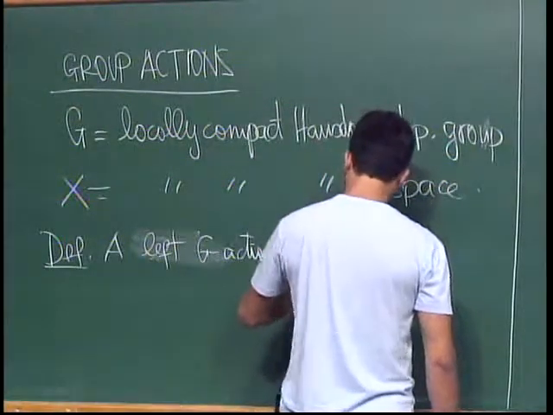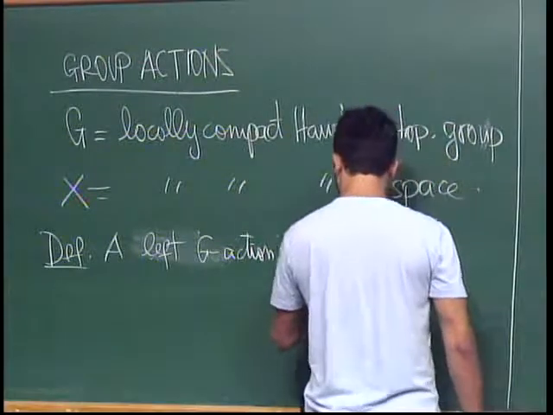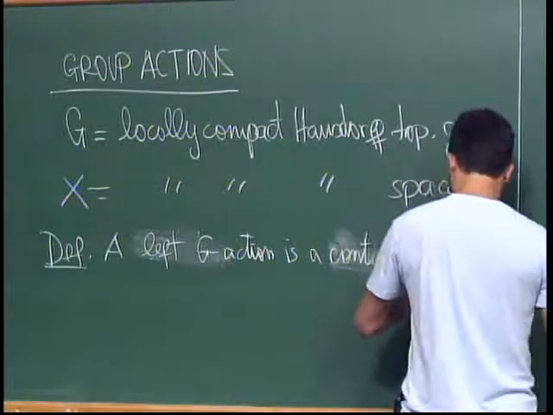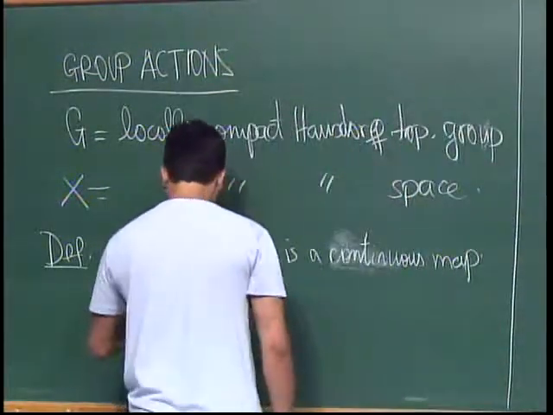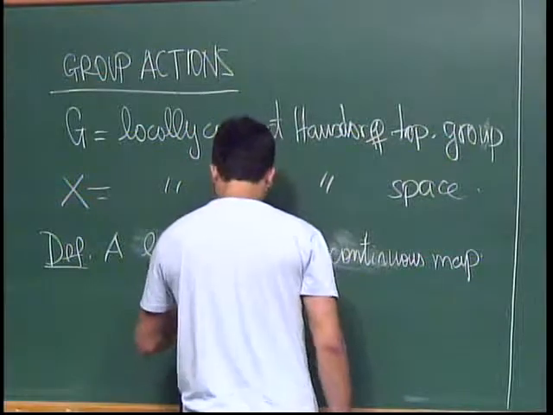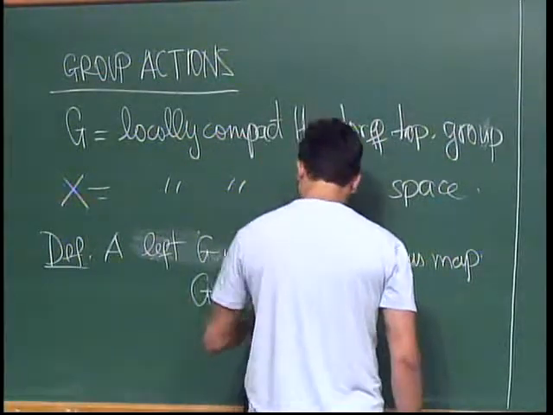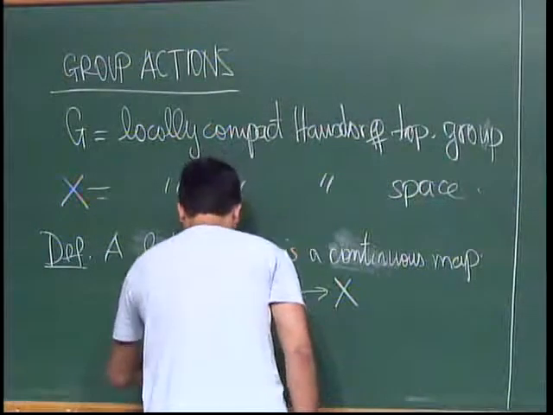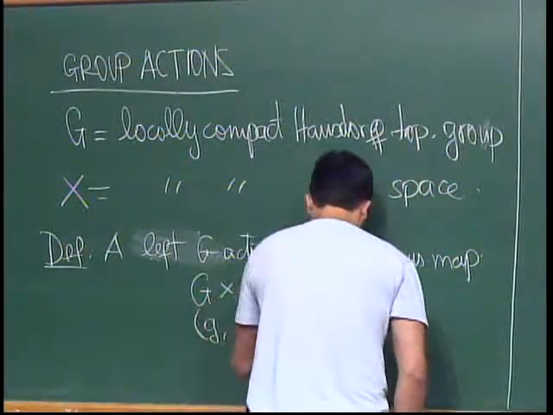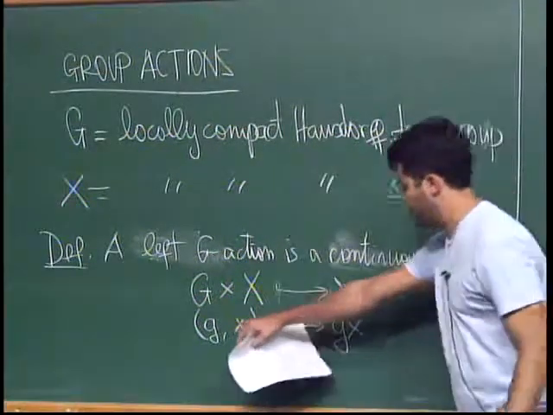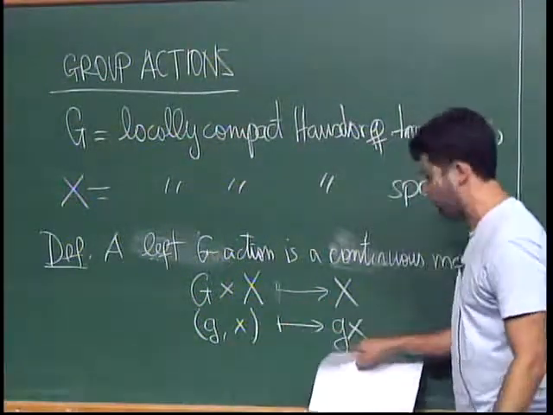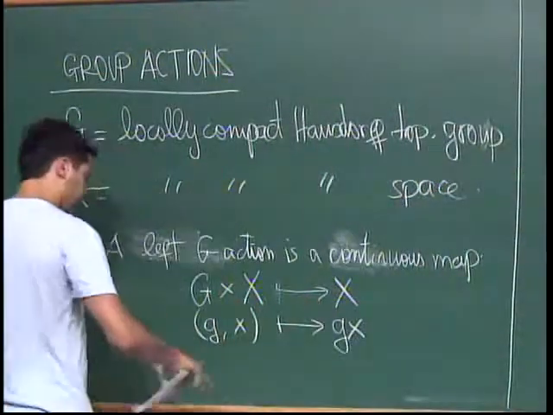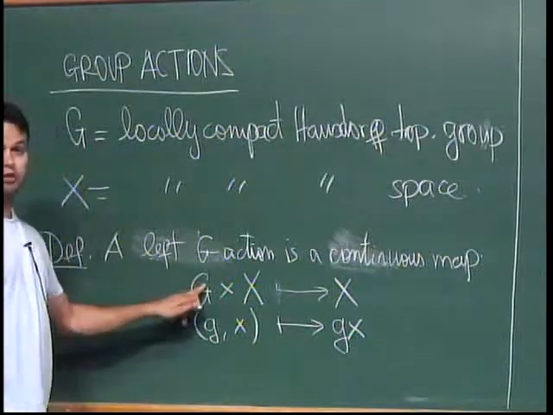is a continuous map that does the following. It gets an element of G, it gets an element of X, and it gives you back an element of X. So it's a map like this. And we are going to denote the image of the pair (g, x) under this map by gx. Okay? Without comma, without anything. So it is a continuous map like this that satisfies the group structure.